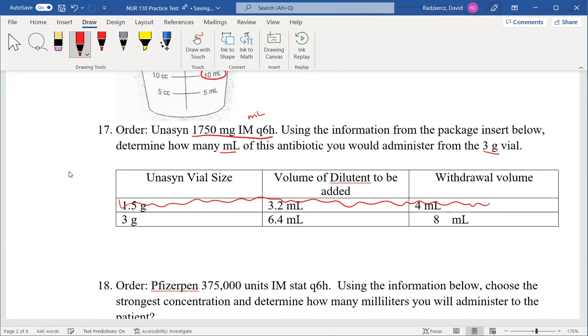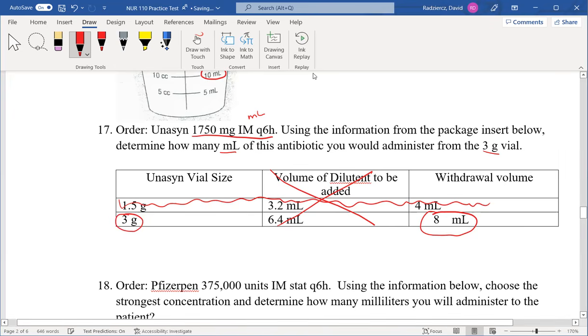I've said this on a previous problem: anytime you see that volume of diluent added, unless you are the one making and mixing the medication, you don't need to worry about that. And for your dosage calc, drug calc, math stuff, you don't need it at all. So you need this number, your total volume, and you need this number, your total strength, and that's what you're going to compare when doing this math.